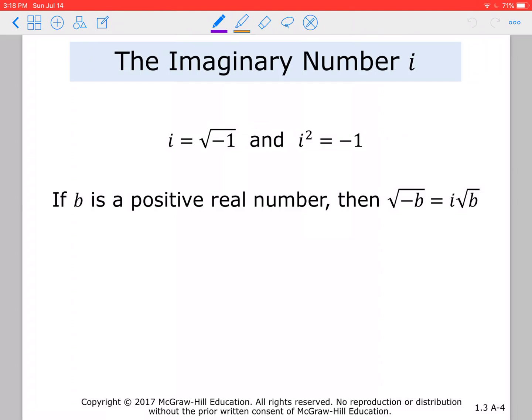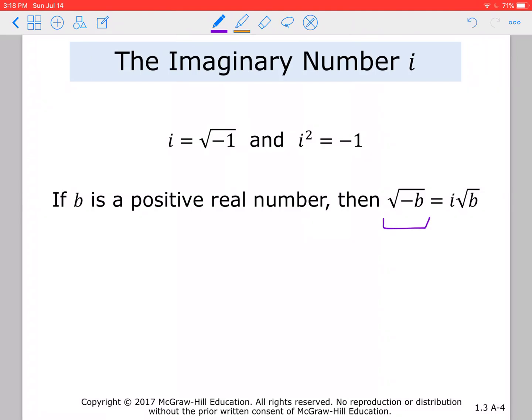So if you have the square root of, say, negative b, then the negative becomes an i, and we just have the b left under the root. We get i root b.